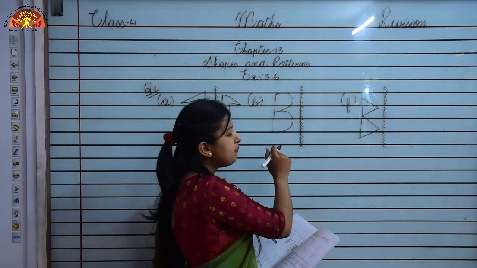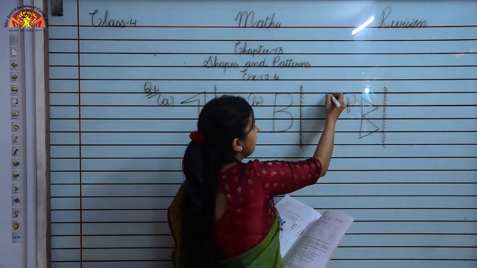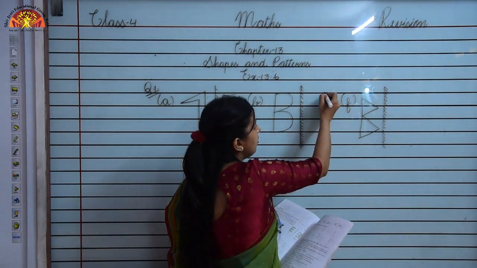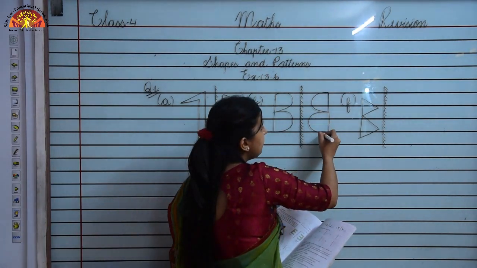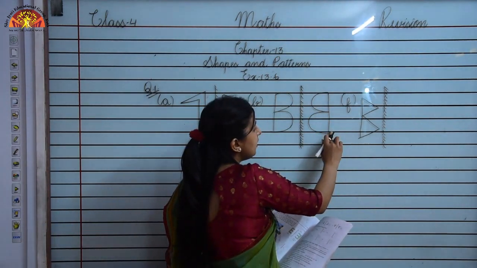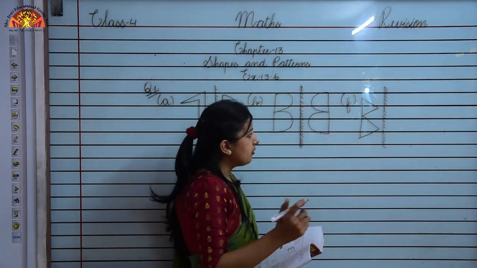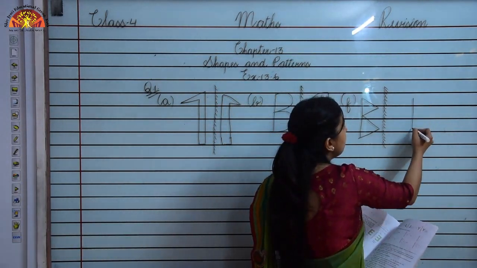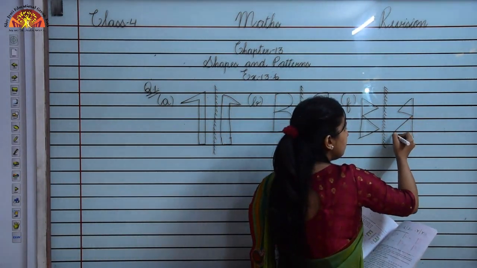Fine. Now we are having B part. Again we are going to draw a mirror image of the given shape. So this will be the mirror image of the given shape. Fine. In this way we will do rest of the question.